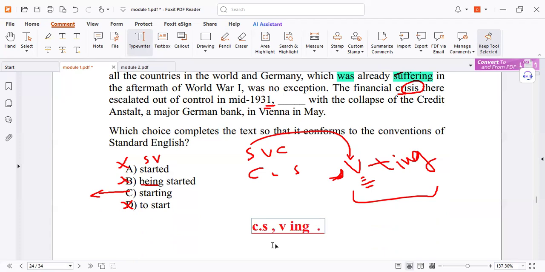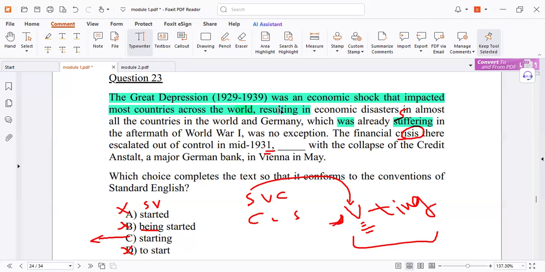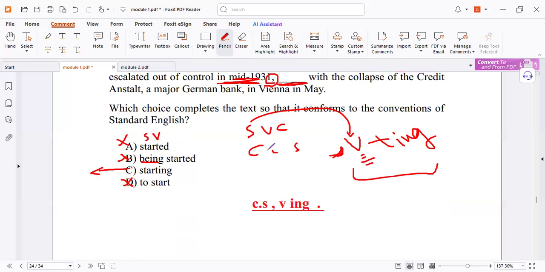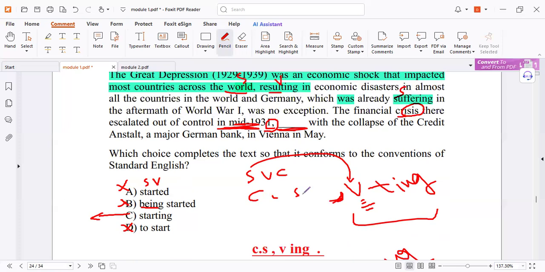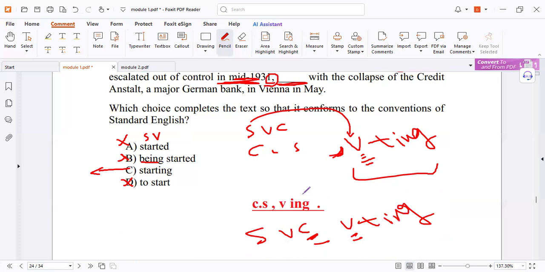When can we delete the comma? If the word before the verb is a subject. If this is the subject of this verb, delete the comma. But here it's not, so we need a comma. So it can be like that: subject, verb, complement, and then verb plus -ing directly without a comma, if the word before the verb is the subject. And we know it by understanding the logic. Yes, sir. That's most common in any test.